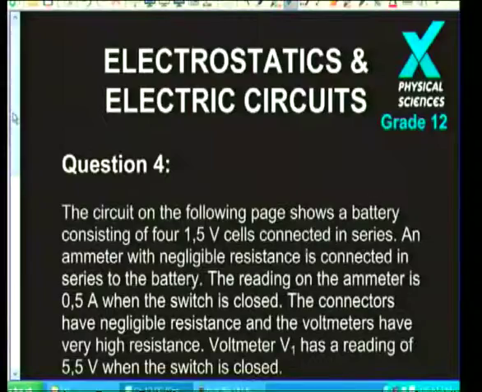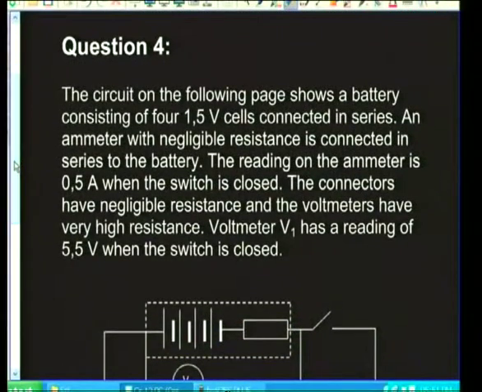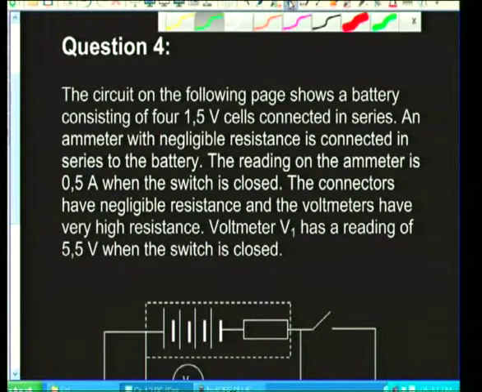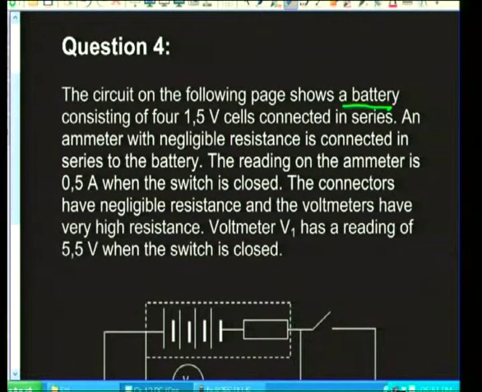Okay, now let's move on to a classic example of another circuit problem. Have a look at this one. Question number 4 says the circuit on the following page, or down below, shows a battery. Now, a battery is made up of more than one cell, consisting of 4 1.5 volt cells. They're connected in series, also very important information. An ammeter usually has negligible resistance or very low resistance. It's connected in series to the battery. That's important.